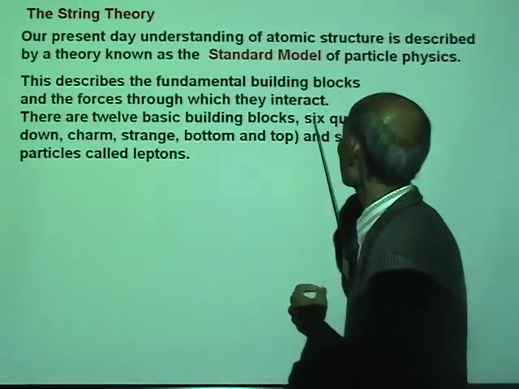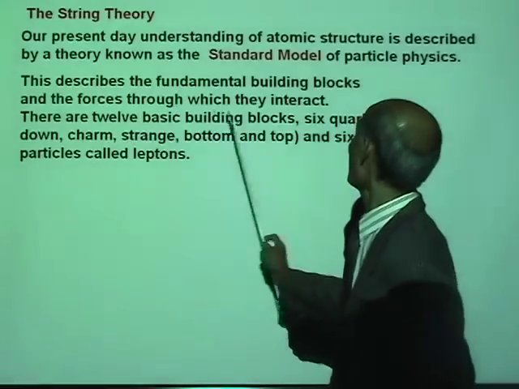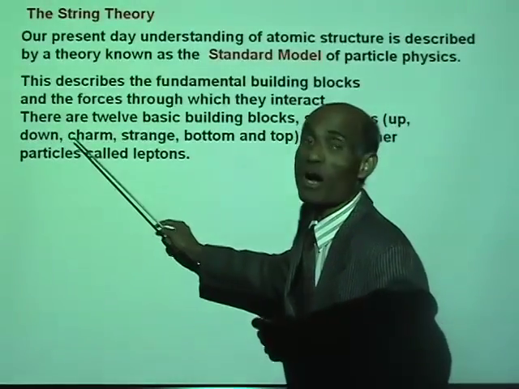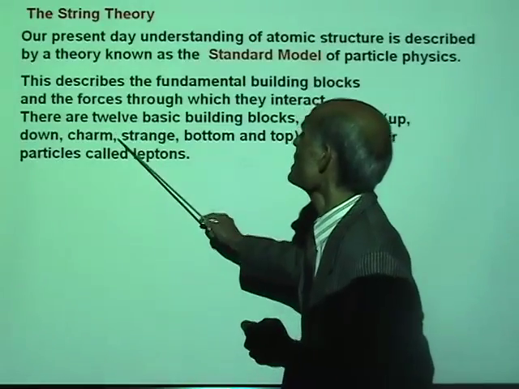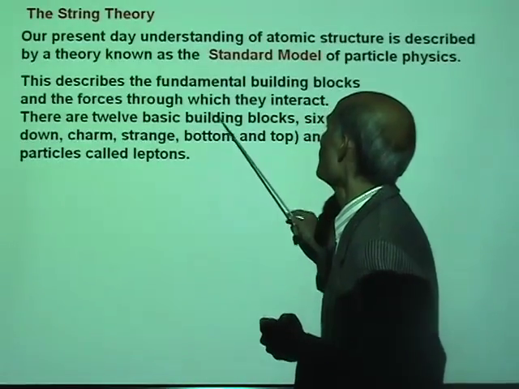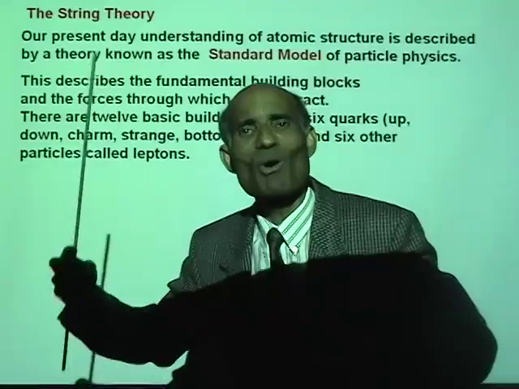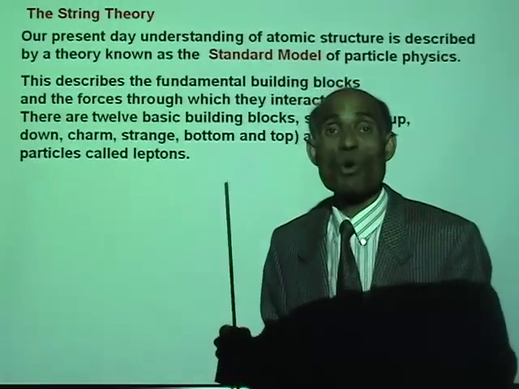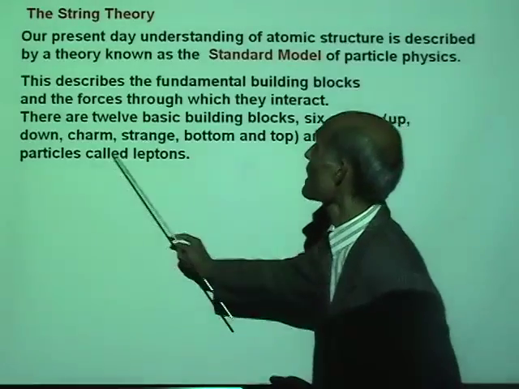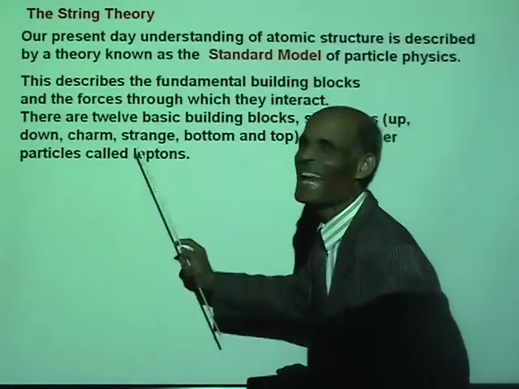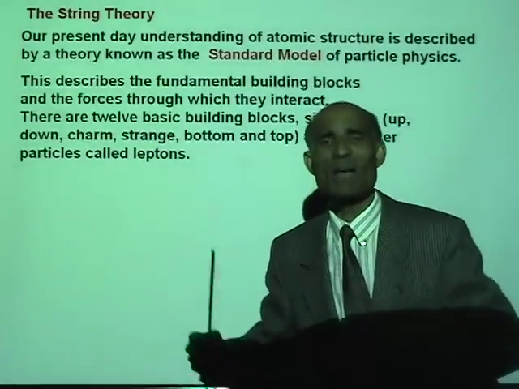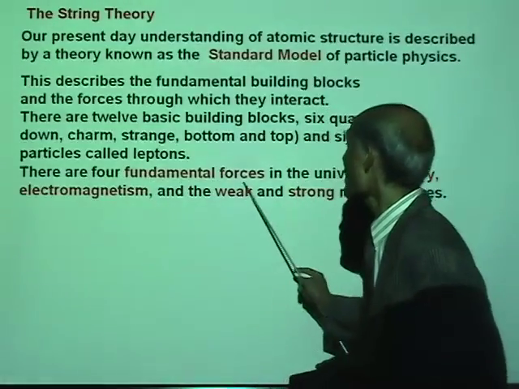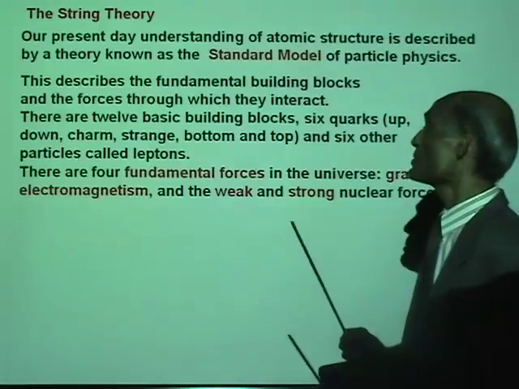What are they? There are 6 quarks, and they are characterized as up quark, down quark, charmed quark, strange quark, bottom quark, top quark, and so on. These are different kinds of quarks, and there are particles called leptons. There are 12 fundamental particles. There are 4 fundamental forces in the universe.